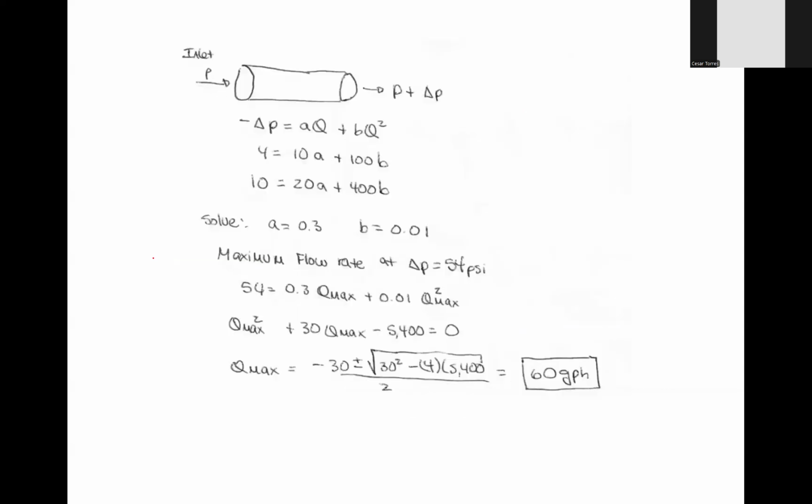So this is basically how you solve it. You say 4 psi equals A times 10 gallons per hour plus B times 10 squared, which would be 100. And then at the second condition, 10 psi equals A times 20 gallons per hour plus B times 20 times 20, which is 400. And so we take these two and we solve for A and B.